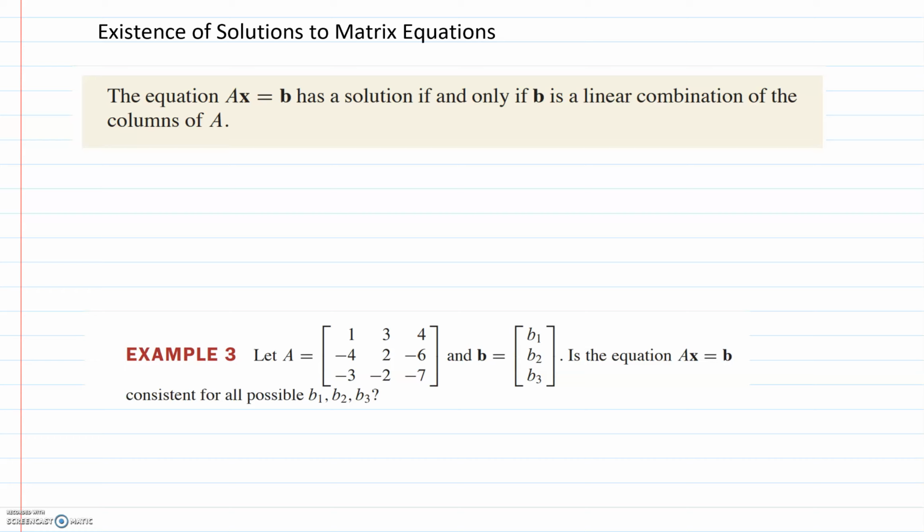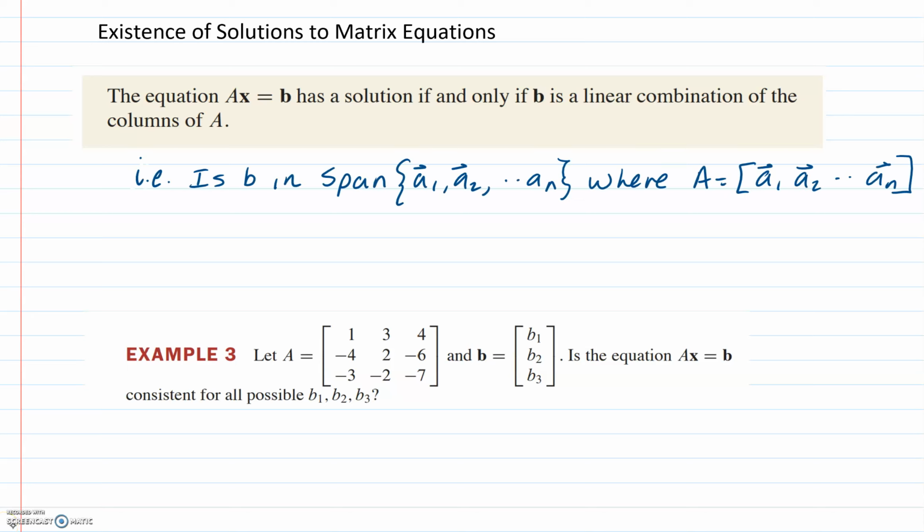Hello again. In this video, we're going to talk about existence of solutions to matrix equations. The matrix equation AX equals B has a solution if and only if B is a linear combination of the columns of A. That's the same thing as asking, is B in the span of the columns of A? Or, is AX equal B consistent?